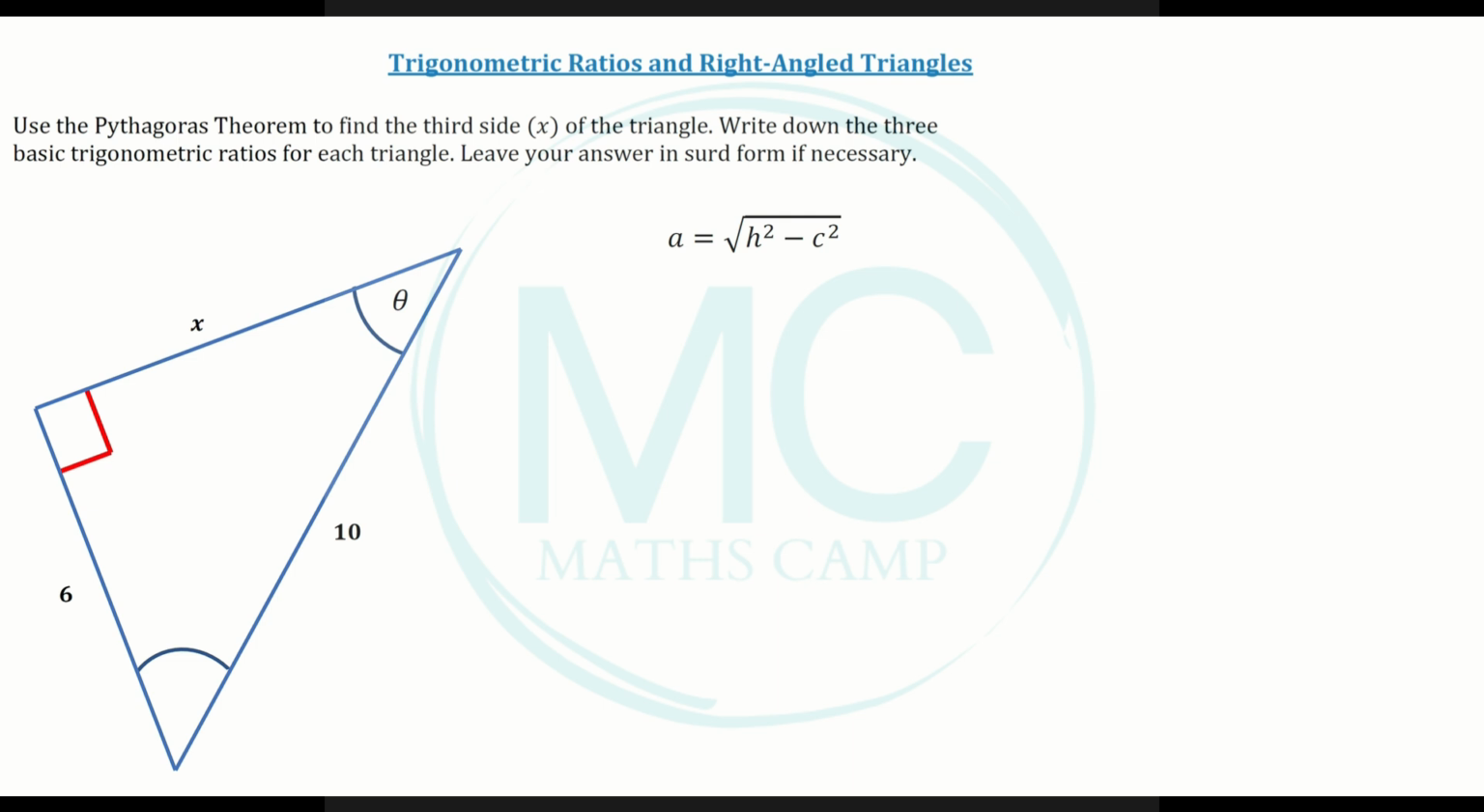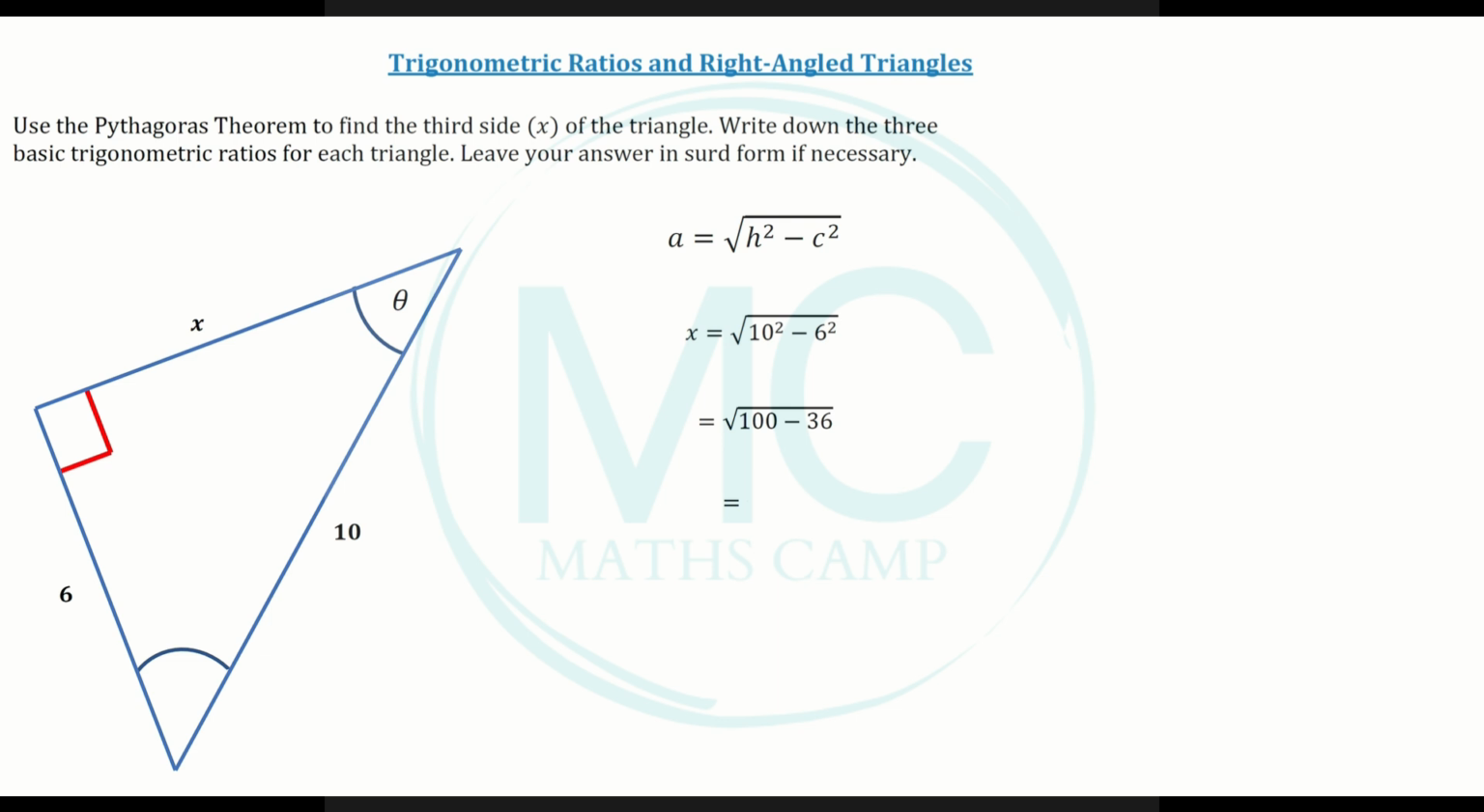In this case, our unknown side is x. So we can say x is equal to the length of the hypotenuse, which is 10, squared, minus the length of the other known side, which is 6, squared, all under a square root. Now we can square our terms. 10 squared is 100, minus 6 squared, which is 36, all under a square root.